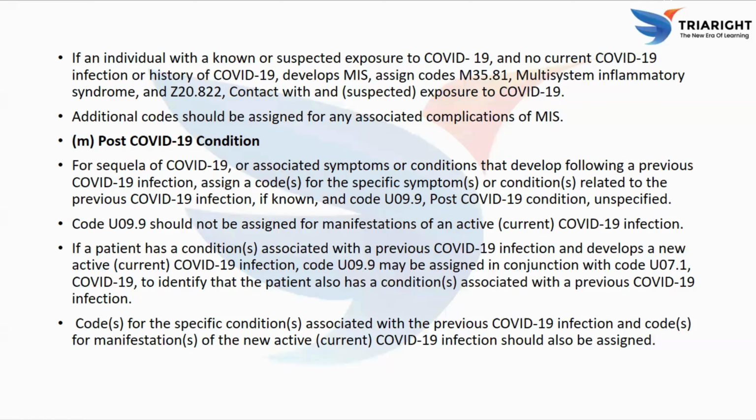So there is an example. If a patient recovered from COVID-19 earlier and still has fatigue, and now they get infected again with COVID-19, what are the codes you have to assign? U07.1 for the current COVID infection, R53.83 for fatigue, and U09.9 for post-COVID condition. So this is about the rules regarding post-COVID-19 condition.